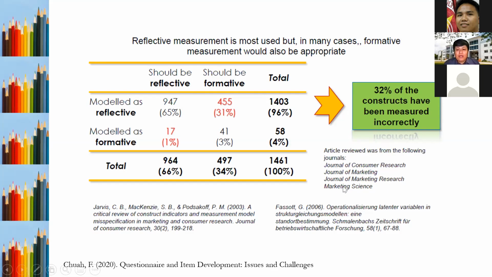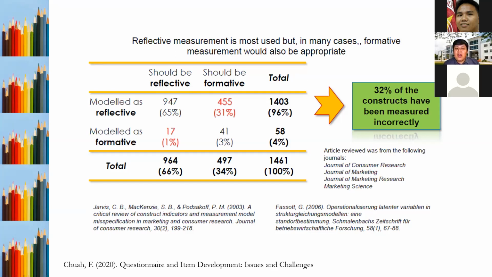They reviewed articles from the Journal of Consumer Research, Journal of Marketing, Journal of Marketing Research, and Marketing Science. They found that 32% of the constructs have been measured incorrectly. So if there are, for example, 100 articles, 32 of them were poorly measured, simply because they were not able to properly identify the type of construct they would be using.